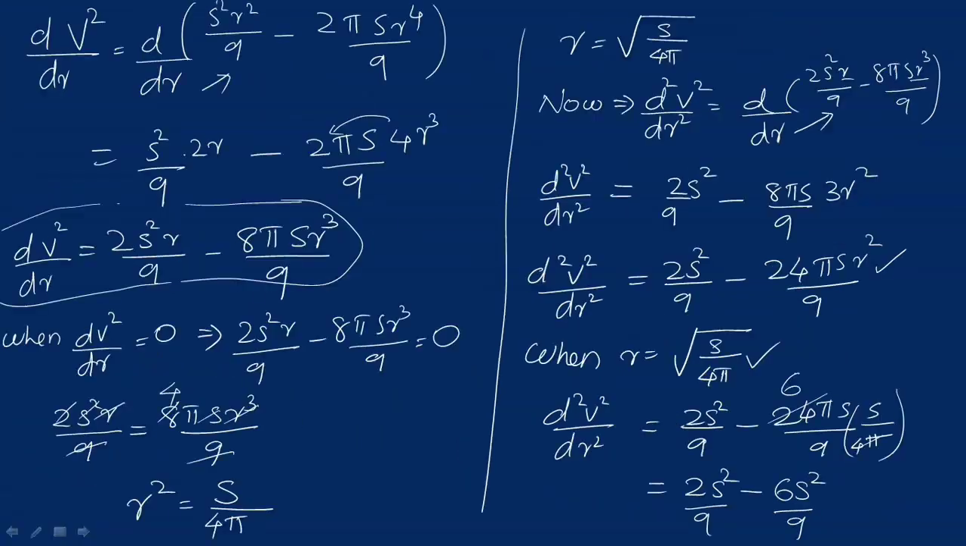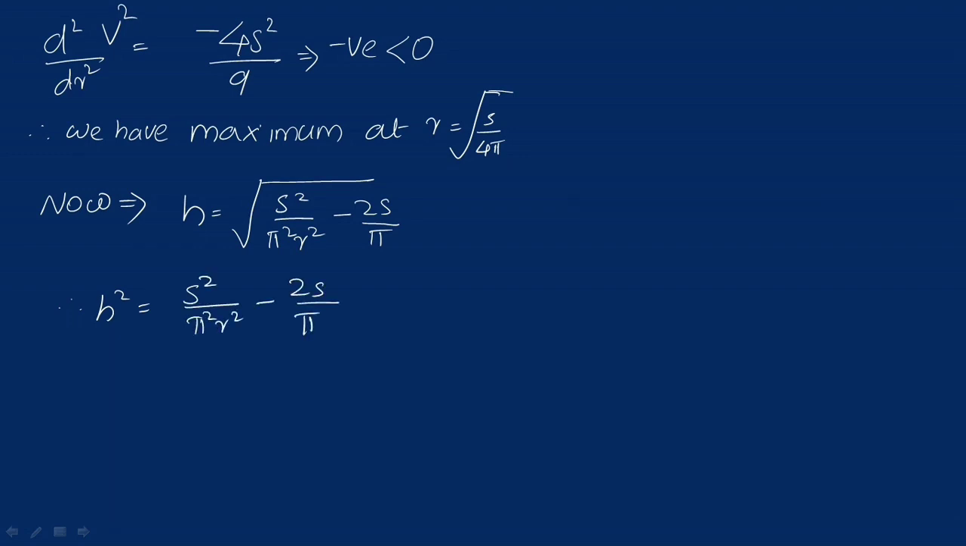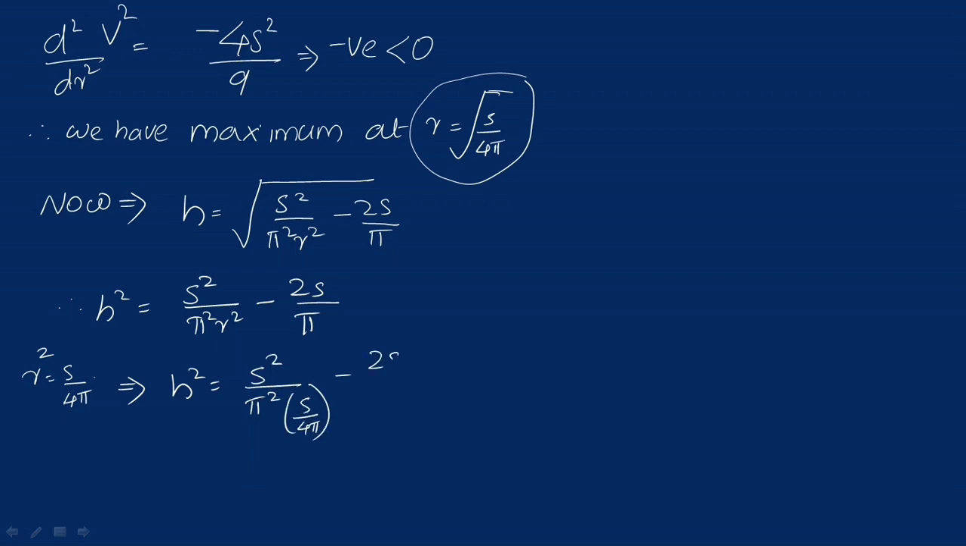So for that, what is h first? We have got h is equal to root of S square by pi square r square minus 2S by pi, or from this h square is equal to S square by pi square r square minus 2S by pi. So we have got what is h square. Now what is r? That is root of S by 4 pi. So r square is equal to S by 4 pi. So we have h square and r square. Now we have the equation for h square, that is S square by pi square r square, r square is S by 4 pi, minus 2S by pi, substituting the value of r here.